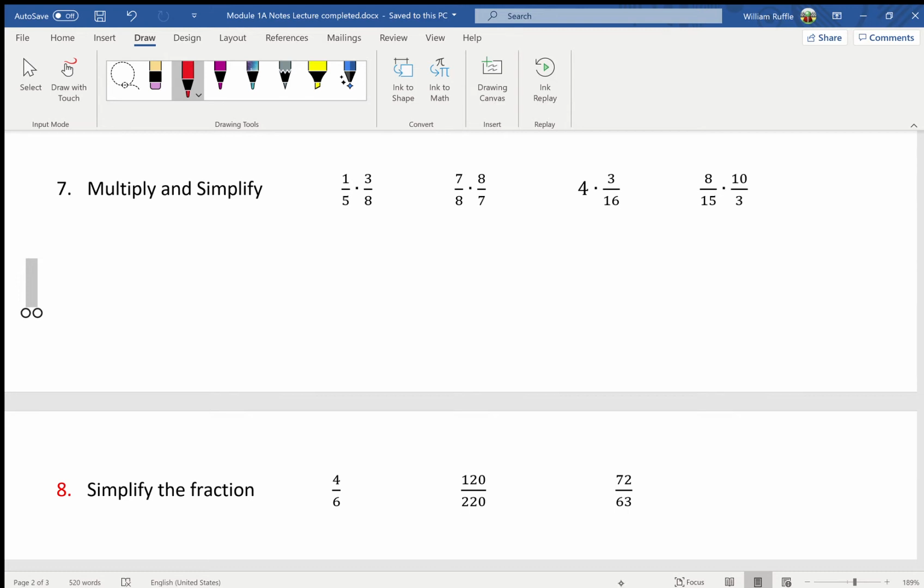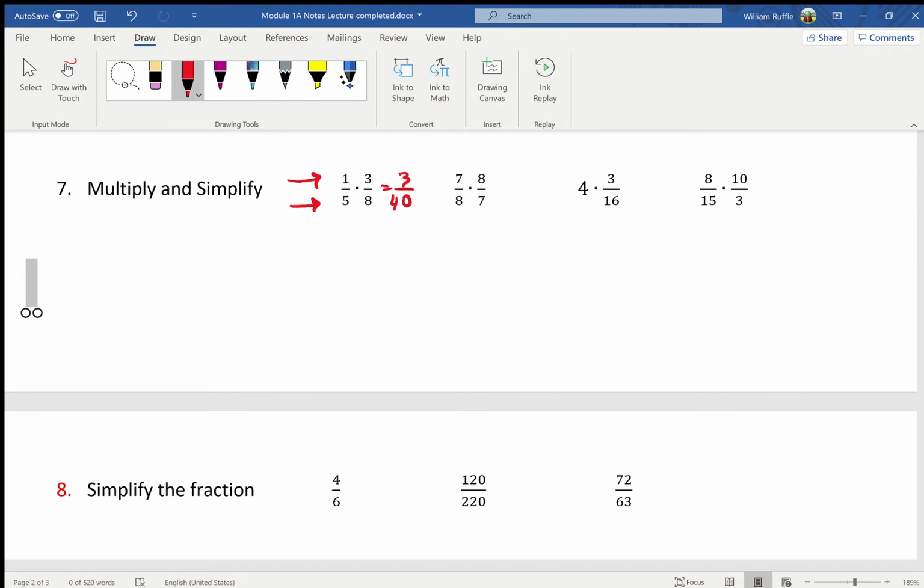Now, when I look at this, 3 and 5 have no common factors. And again, we're going to see if there's any common factor up and on the numerator and the denominator. Now, 1 and 8, 3 and 5 have nothing in common, so I just multiply across. 1 times 3 is 3, 5 times 8 is 40, and that's all I can do.